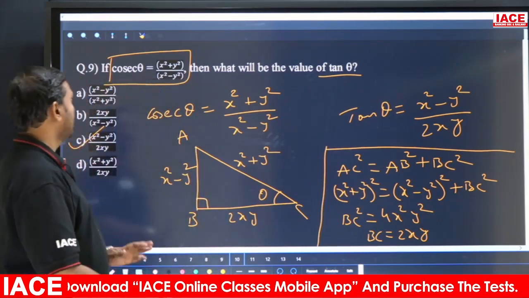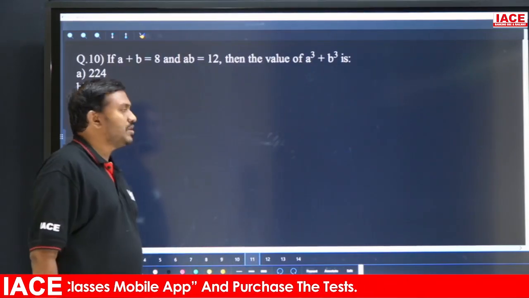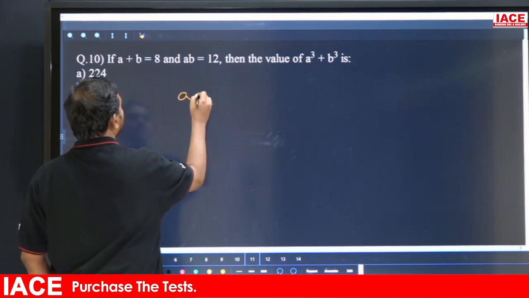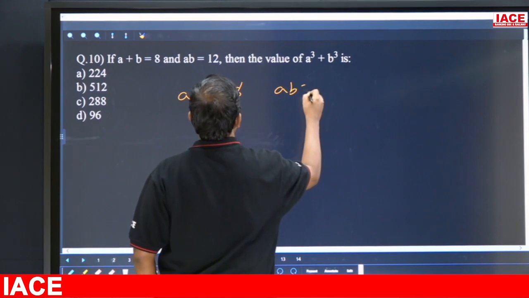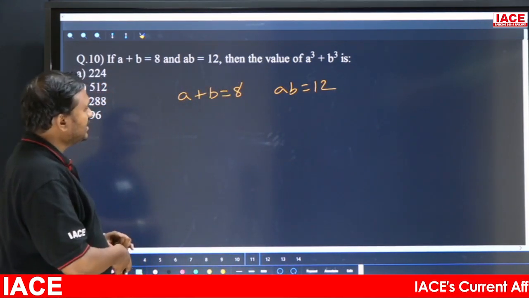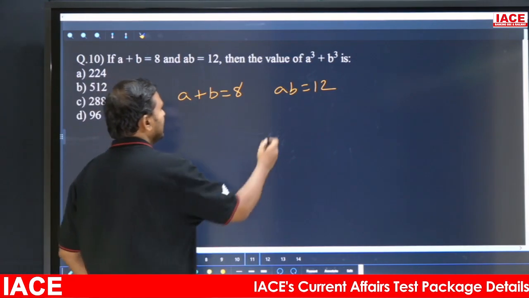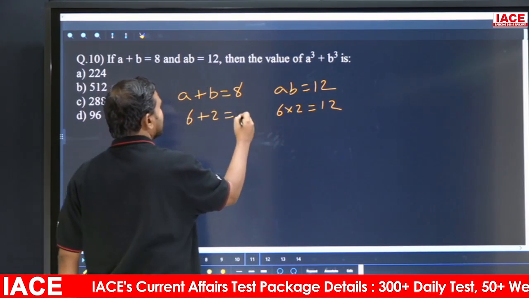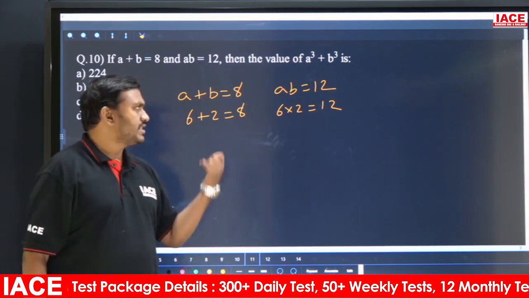Okay? Right. And then question number 10. Again a question. See, A plus B is 8 and AB equal to 12. So just say 8 is made of what? 6 2s are 12 and 6 plus 2 is how much? 8. Right? Exactly. So AB equal to 12 means 6 2s are 12, and 6 plus 2 equal to 8.